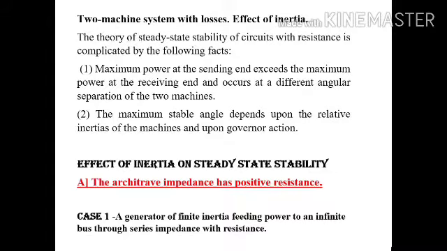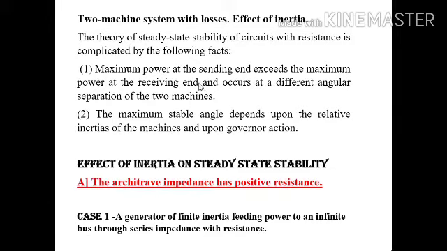We have seen the nature of power angle curves for a two machine system with losses. Today we are going to learn about the effect of inertia on steady state stability of the power system. We know that the theory of steady state stability of circuits with resistance is complicated by the following facts. The first fact was that the maximum power at the sending end exceeds the maximum power at the receiving end and occurs at a different angular separation of the two machines.